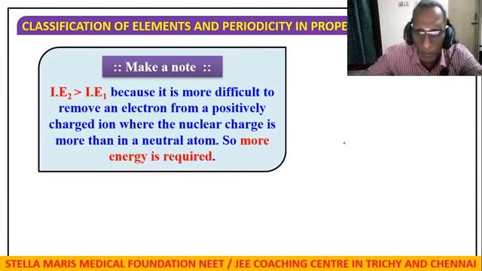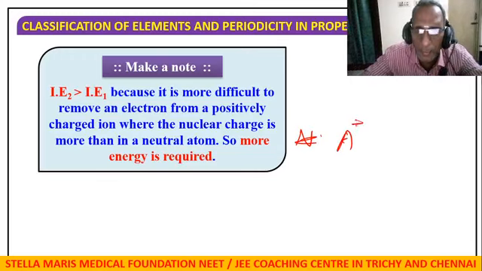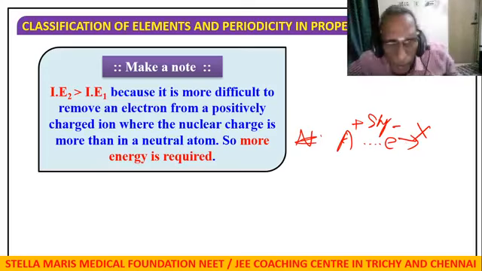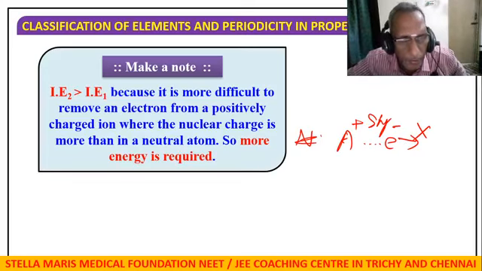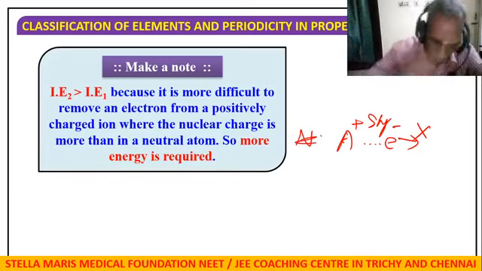Once the atom loses an electron, it becomes positively charged. Electrons are negatively charged. Opposite charges are strongly attracted. It is very difficult to remove one electron from the positively charged species. So more energy is required.